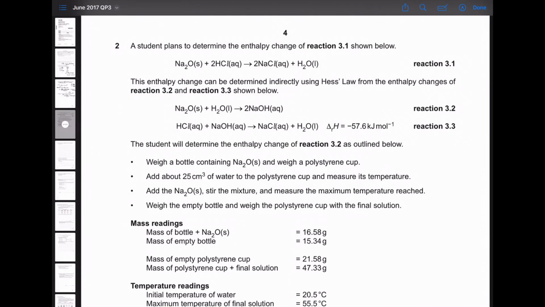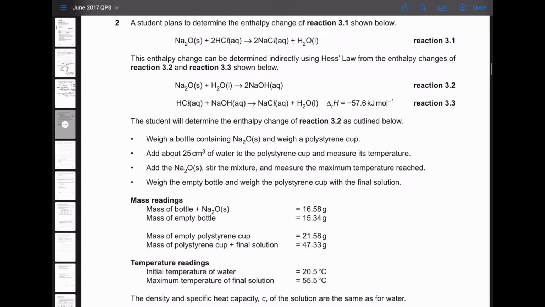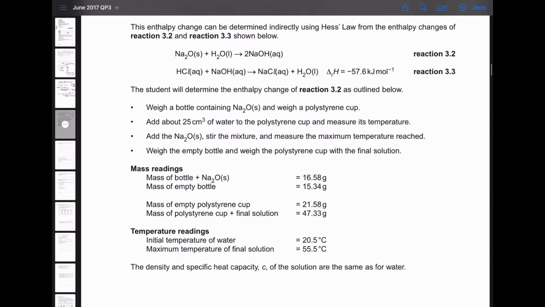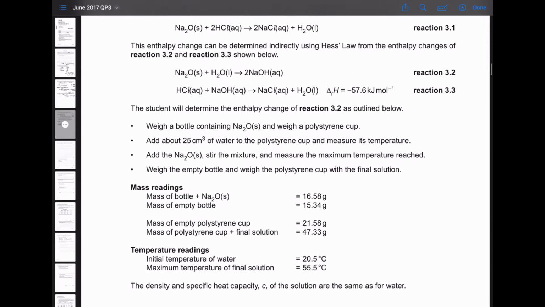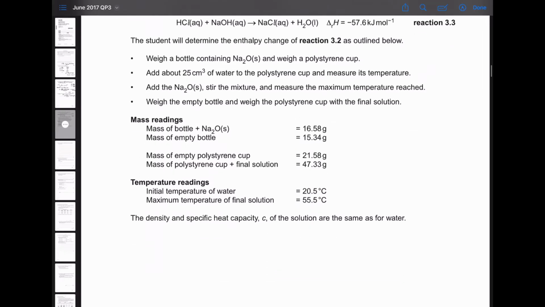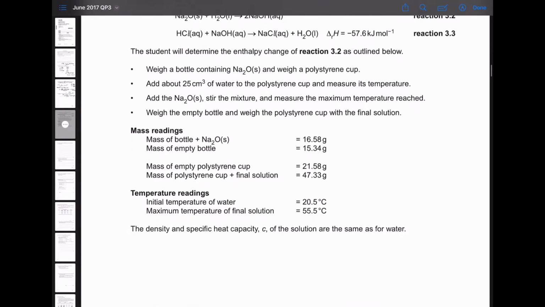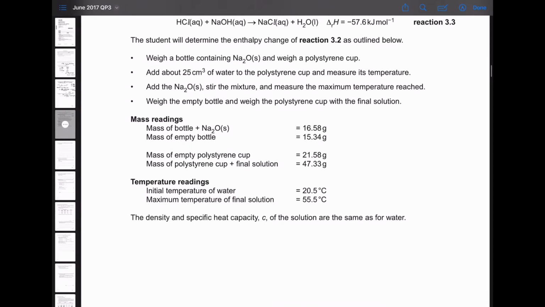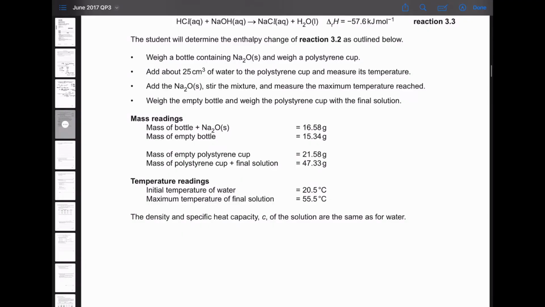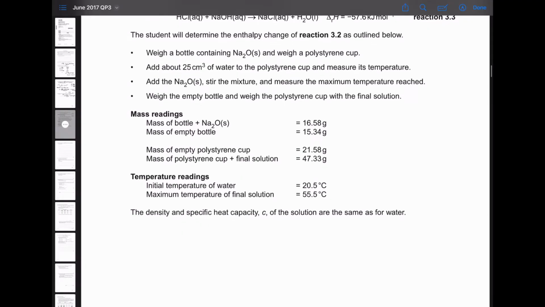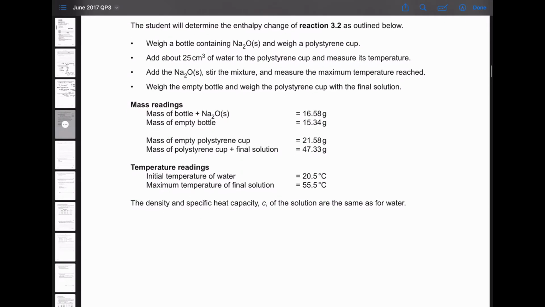A student plans to determine the enthalpy change of reaction 3.1 shown below. This enthalpy change can be determined indirectly using Hess's law from the enthalpy changes of reaction 3.2 and 3.3. The student will determine the enthalpy change of reaction 3.2 as outlined below. Weigh a bottle containing sodium oxide and weigh a polystyrene cup. Add about 25 centimeters cubed of water to the polystyrene cup and measure its temperature. Add the sodium oxide, stir the mixture, and measure the maximum temperature reached. Weigh the empty bottle, weigh the polystyrene cup with the final solution.